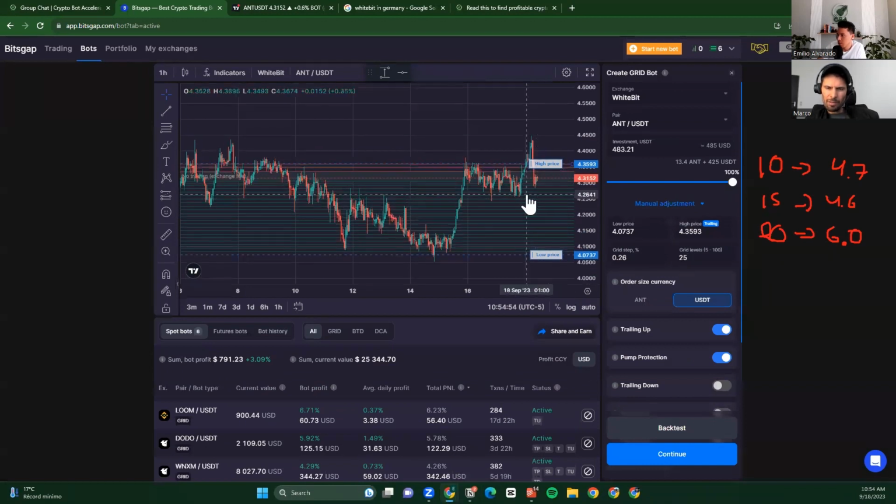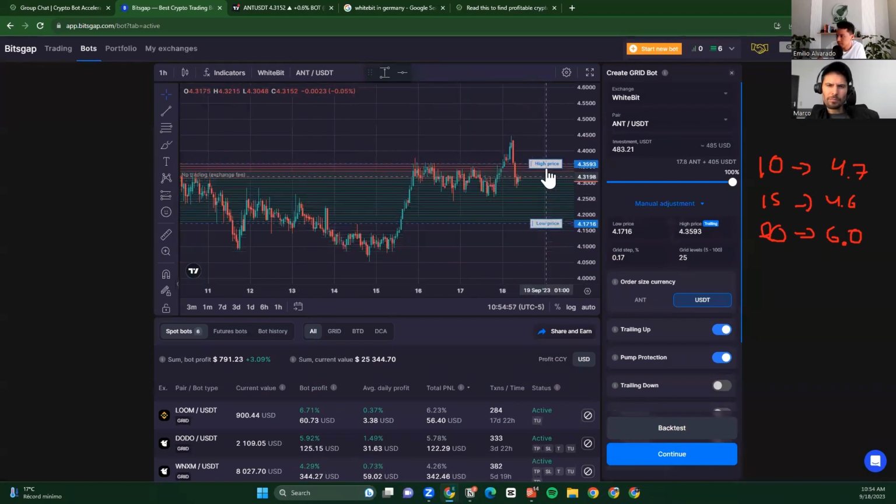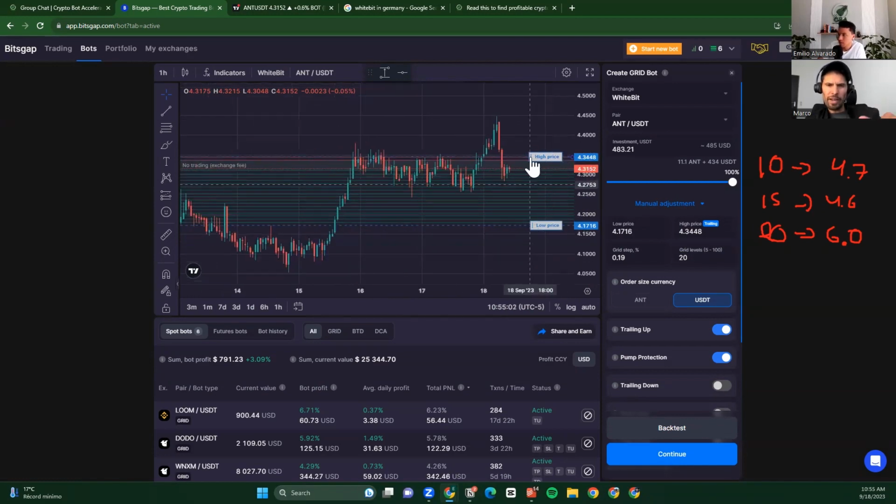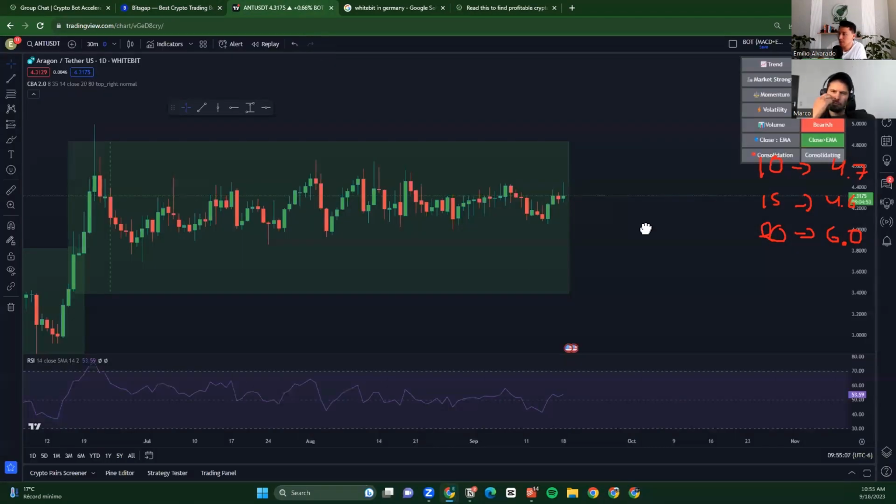Yes, so this is sort of how I do it. And what about the price range? Do you still use that tool on TradingView? If you go back to TradingView, do you use it? Yes, I still use it. Same procedure. Yes, it's about the same thing.